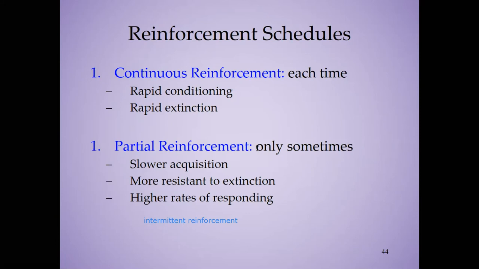Intermittent or partial reinforcement is provided only sometimes when the behavior is exhibited. So when the rat presses the lever, the food comes out only sometimes, not every time. Or when you flip the light switch, it comes on sometimes, but other times it doesn't come on. So what we get with partial reinforcement is slower acquisition of a new behavior. However, behaviors that have been reinforced under this partial or intermittent pattern are more resistant to extinction.